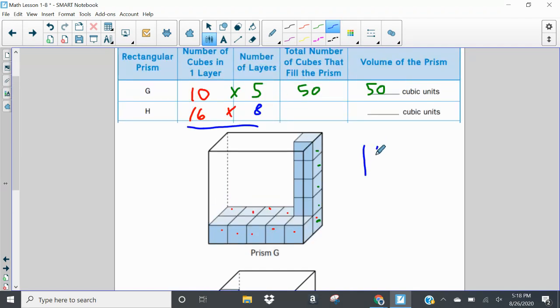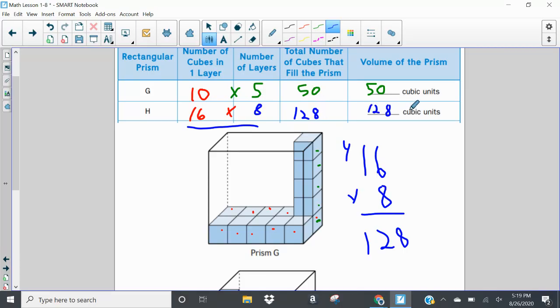16 times 8. Mr. Fleming's not a calculator, so he's going to have to work that out. Let's work it out together. Here we go. 8 times 6 is 48. Write my 8, carry my 4. 8 times 1 is 8 plus 4 equals 12. So your answer here, how many cubes are going to fit in that prism?